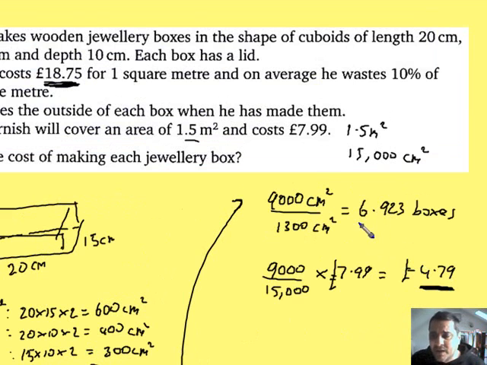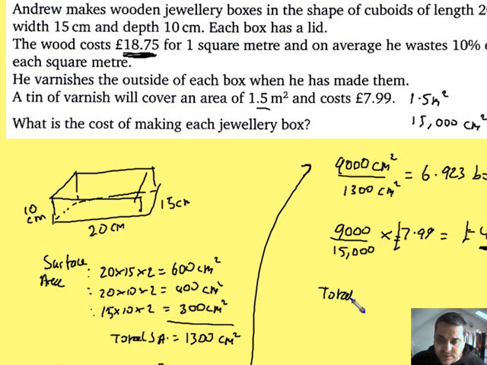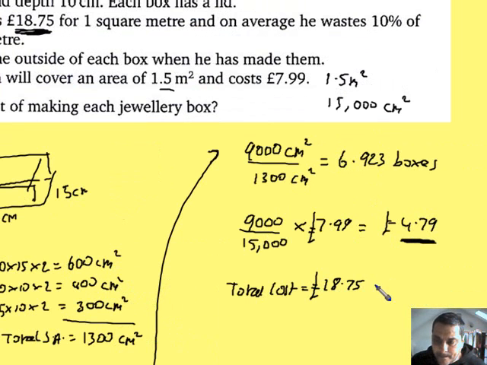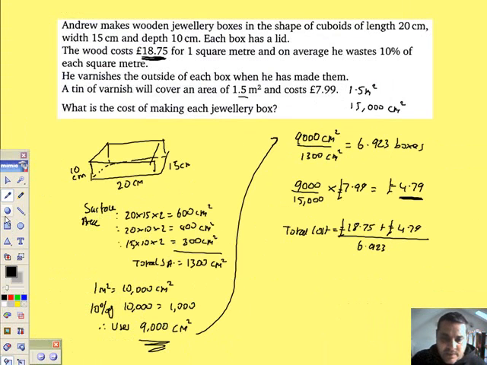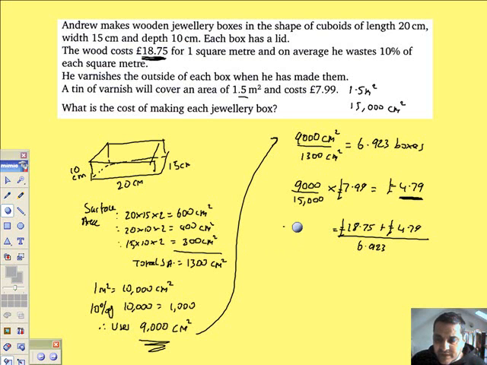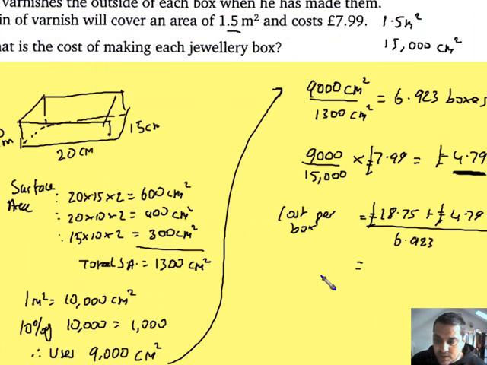So if I take the total cost and divide by this number of boxes, I should get the cost for each box. So here I go. Total cost is going to be £18.75 plus the £4.79, and then share that out amongst the 6.923 boxes. Actually, let's just call it cost per box, because I've gone and divided by the number of boxes I can make on average. So cost per box. So pick up your calculator. It comes to £3.40 a box.